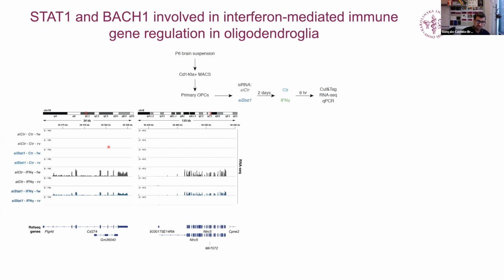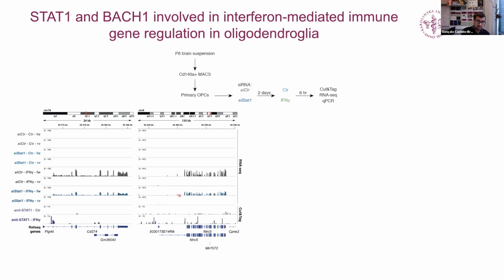And what they observed was that, again, with interferon gamma treatment, some of these immune genes like CD274, which is PDL1, and NLRC5, were increased by interferon gamma treatment, but upon siRNA against STAT1, there was a reduction of their expression, indicating that STAT1 might be relevant for the interferon gamma induced increase.